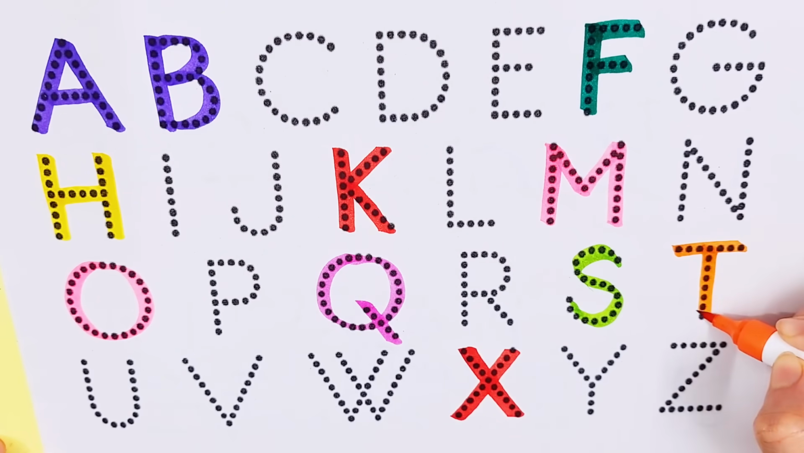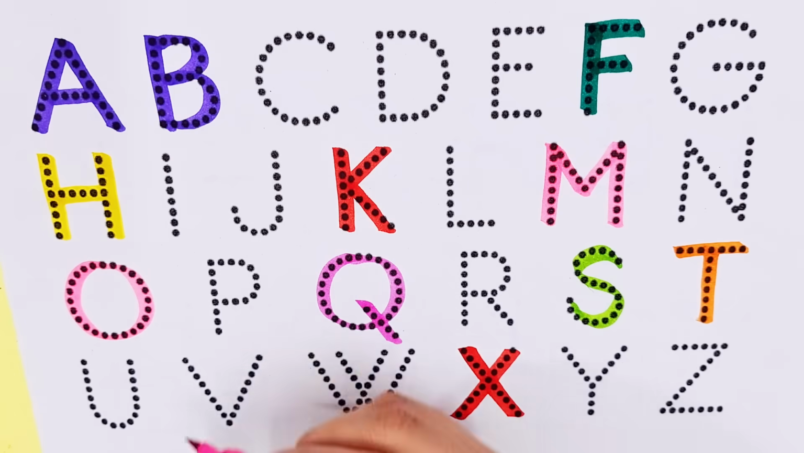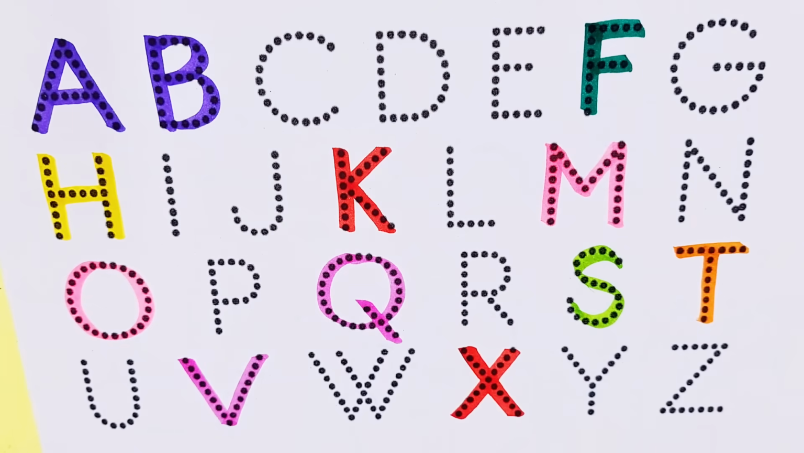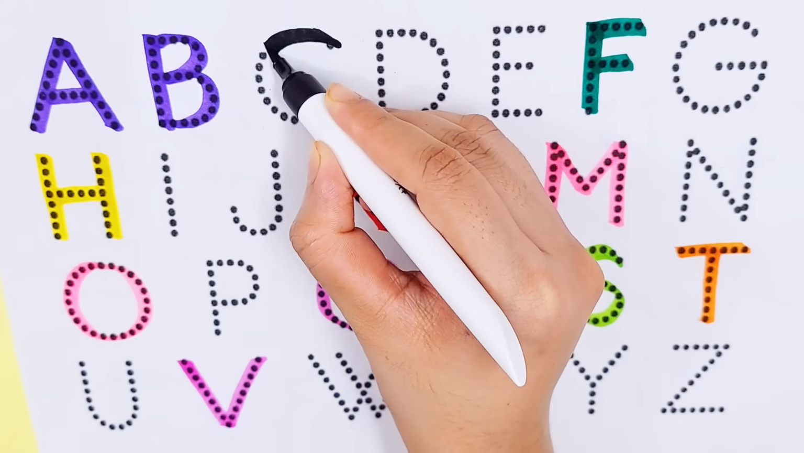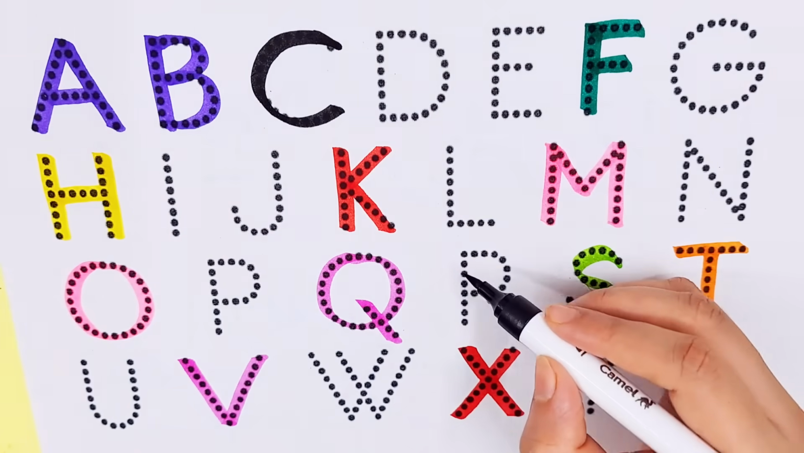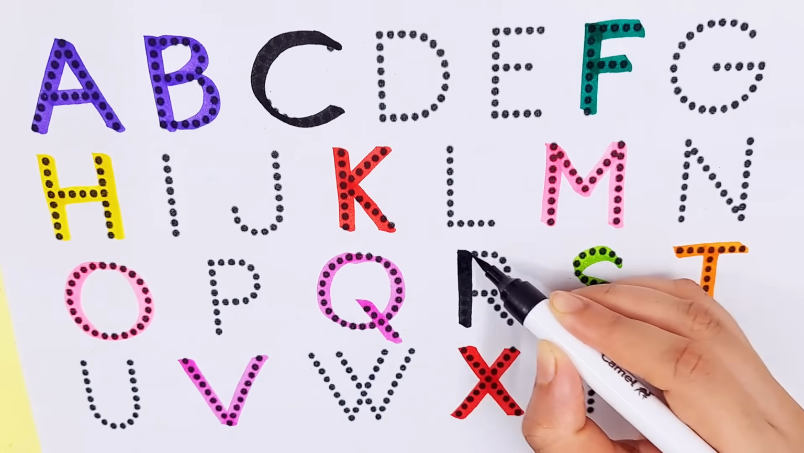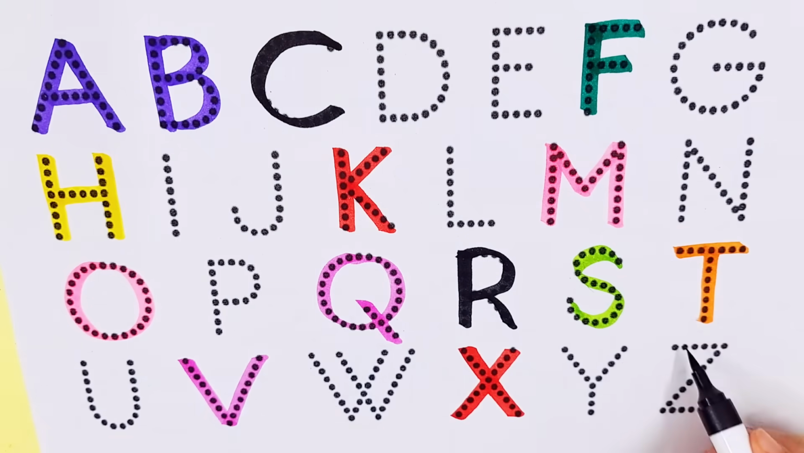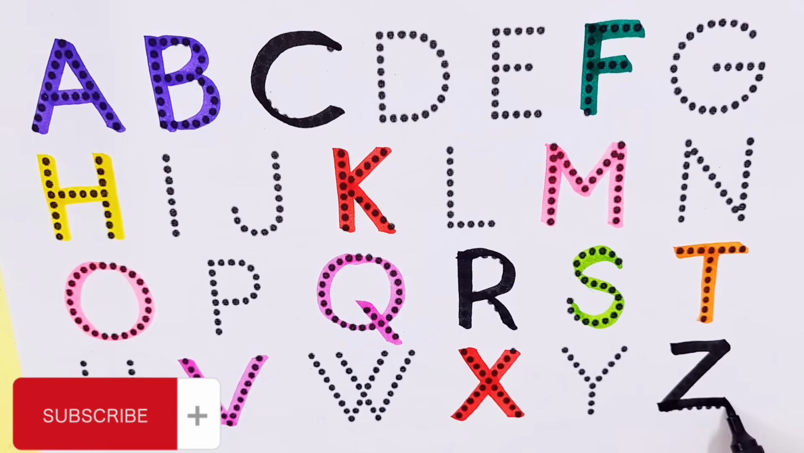T for toy. V for violin. C for cat. R for rainbow. Z for zero.